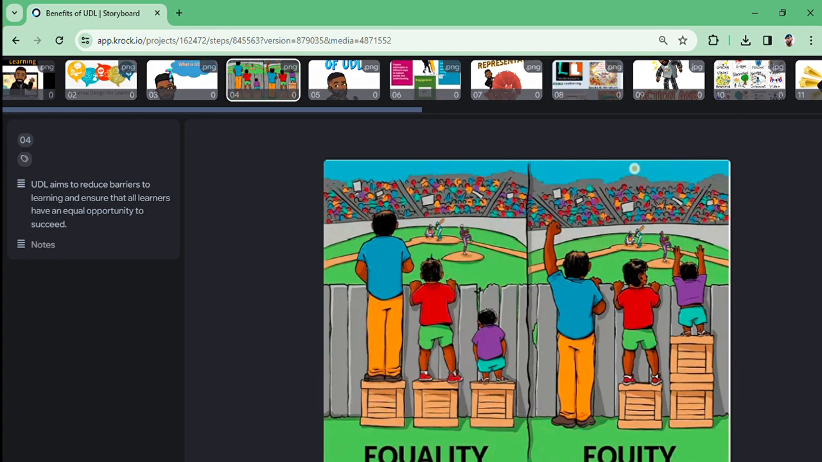So UDL is all about equity and not equality. With equality, some people would be disadvantaged, while equity ensures that everyone has equal opportunity for success.